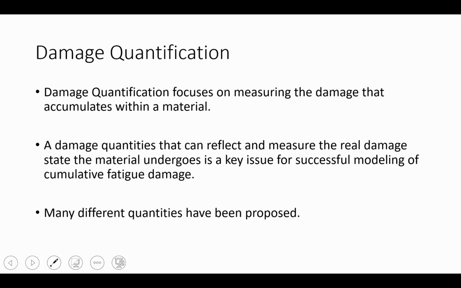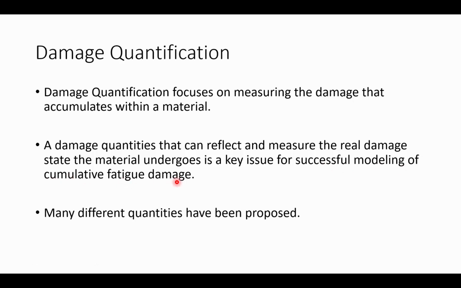So now that we've got an idea of what variable amplitude loading is, let's take a moment to think about what type of damages accumulate in structures and how we might be able to track damage even when we're subjected to variable amplitude loading. Damage quantification focuses on measuring the damage that accumulates within a material. And damage quantities can reflect and measure the real damage state that a material undergoes. That is a very key aspect that allows us to create cumulative fatigue damage models.